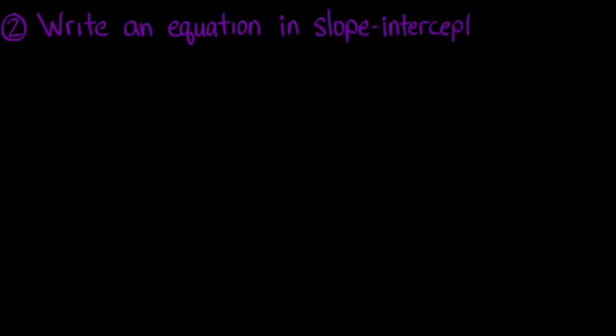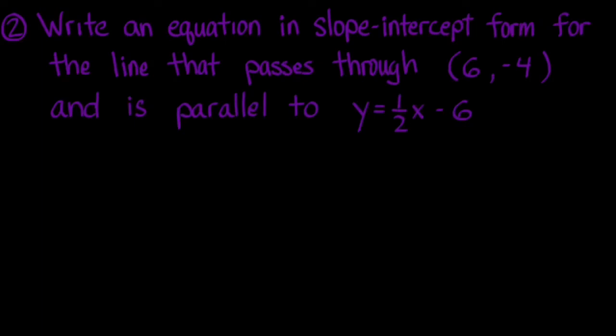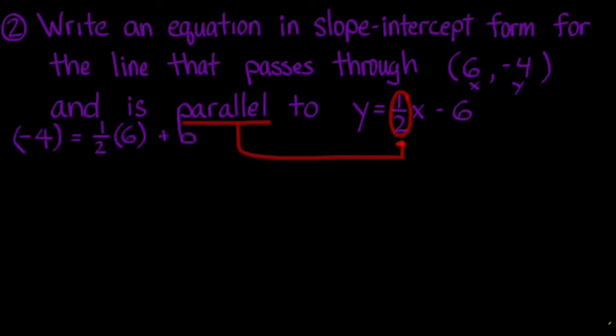Okay, let's look at another example. Write an equation of the line in slope-intercept form that passes through (6, -4) and is parallel to y equals 1/2 x minus 6. So we know it's going to have the same slope, but it has to go through this very specific point, right? This is where it matters. The details matter. It has to go through this point.